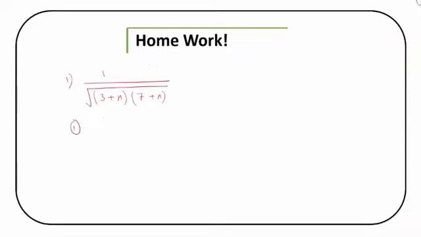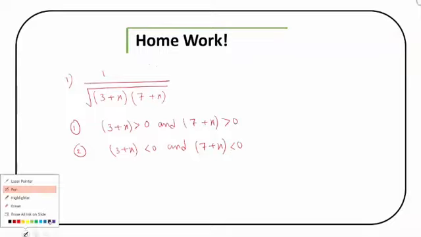We consider the first criteria: 3 plus x is greater than 0 and 7 plus x is greater than 0. This could be the first case. And what is the second case? 3 plus x is less than 0 and 7 plus x is less than 0, right? Now let's consider these cases one by one.